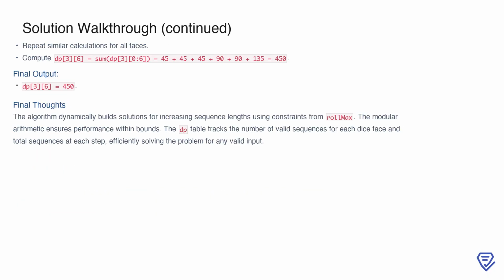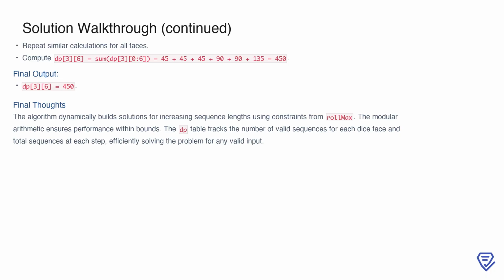We then repeat the calculations for all other faces, adhering to their individual rollmax constraints. After computing the values for all dice faces, we sum up dp[3][0] through dp[3][5] to obtain dp[3][6], the total number of valid sequences of length 3. This results in dp[3][6] equals 450.